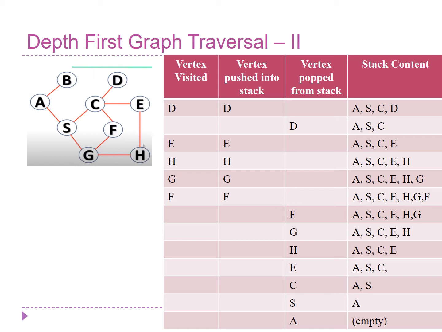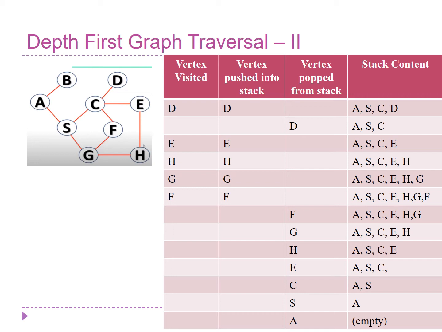The next vertex at the top of the stack is G, and there is no unvisited vertex adjacent to G. Hence, it is also popped from the stack. Now the top of the stack is H, and at H there are no unvisited vertices, and it is popped from the top of the stack. Similarly for E, C, S and A.